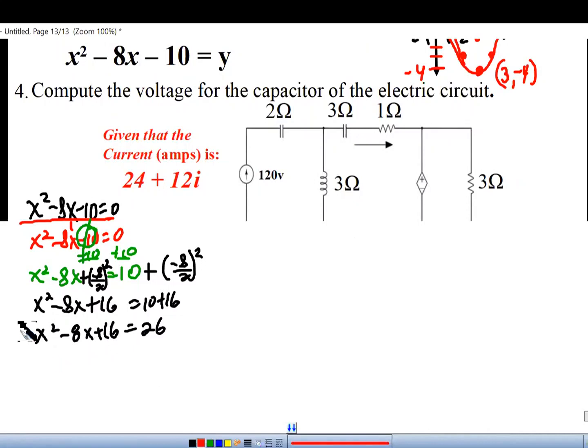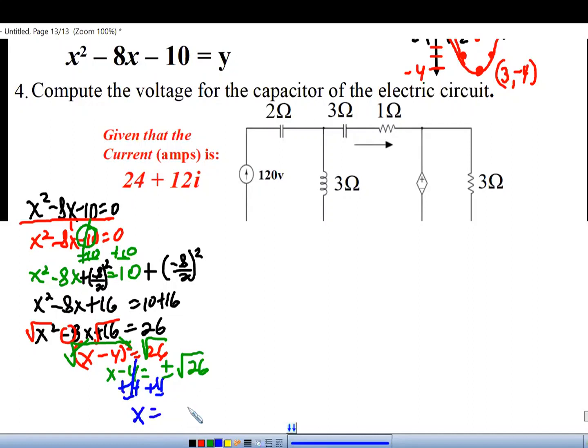How do we do that? The shortcut: square root of the first, x, square root of the last, 4, sign of the middle, minus, and squared equal to 26. And lastly, we take the square root of the left and the right to get rid of that squared. So we end up with x minus 4 equals plus or minus square root of 26, because this is not a perfect square. Solve for x. That means I need to add 4 to each side, add 4. So x equals 4 plus or minus square root of 26.